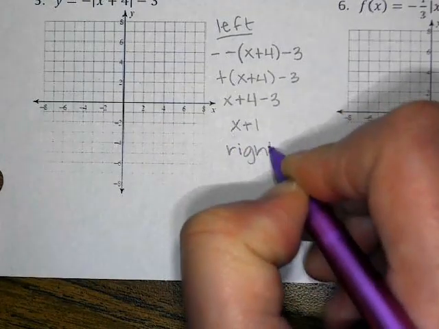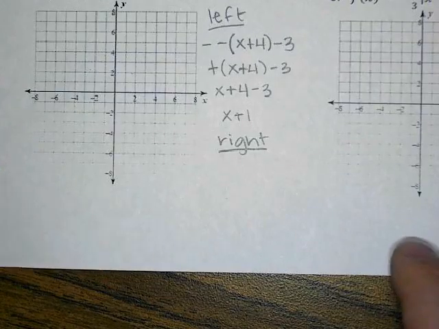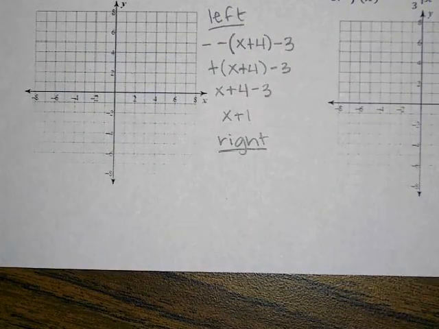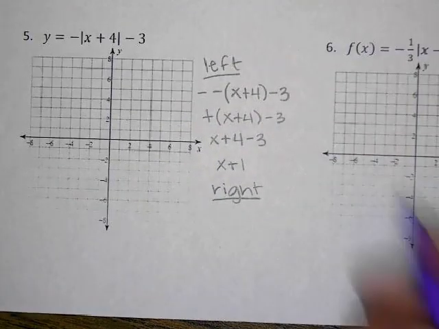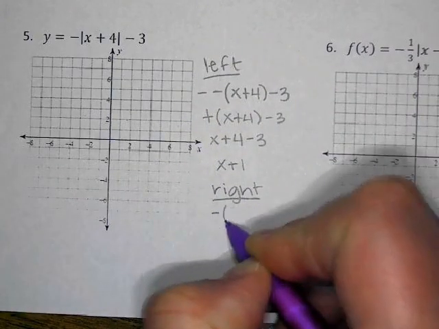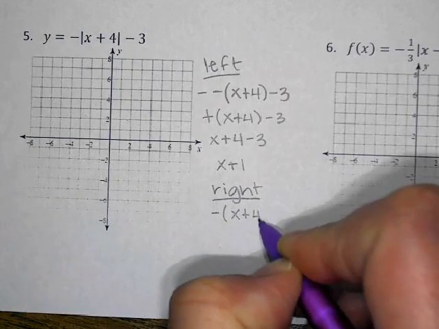The right side says take the equation as it is. Don't add anything to it, just keep it normal. So I'm going to take the equation as it was: negative x plus 4 minus 3. And then we're going to get rid of the parentheses.